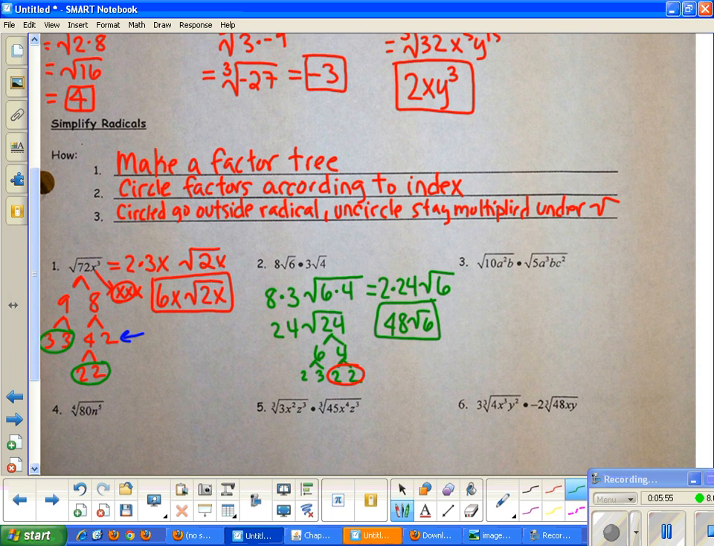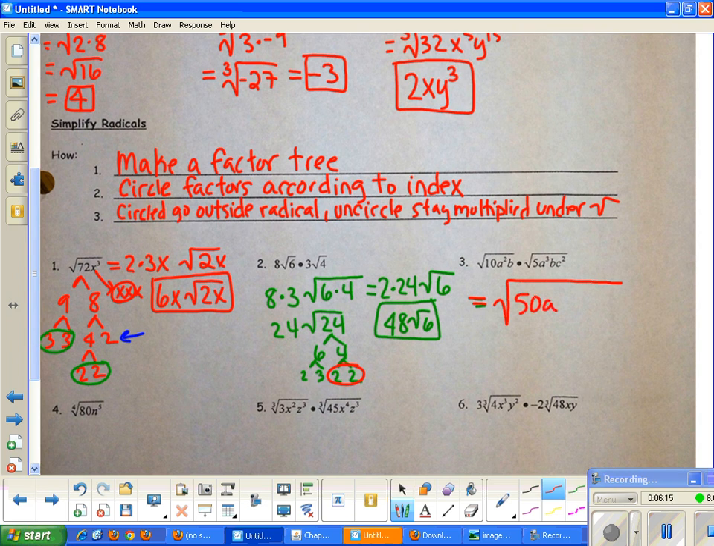Let's see, I would pause the video and see if you can do this one on your own and then unpause it. For number 3, we do the same thing. We have the same index, which is 2, so then I'm going to multiply what's underneath. So when I do that, I get the square root of 50.